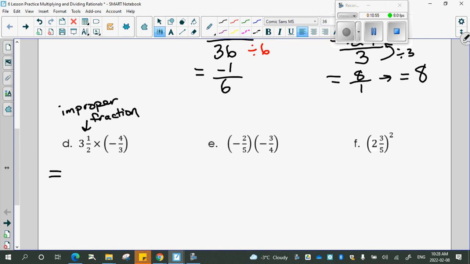So who thinks they've got that improper fraction? Yep. 7 over 2. 7 over 2.